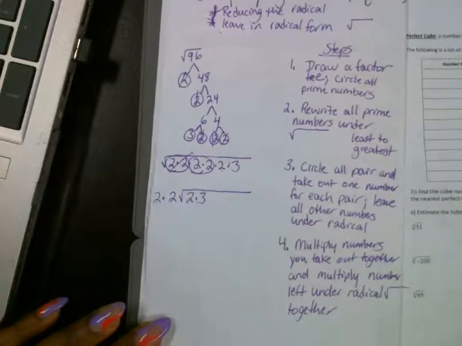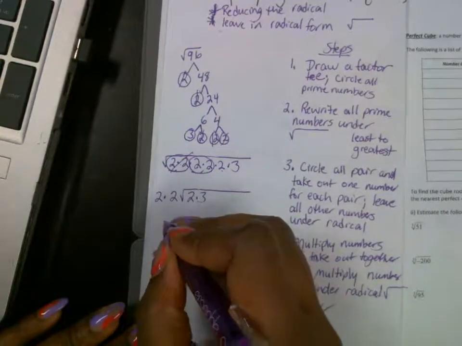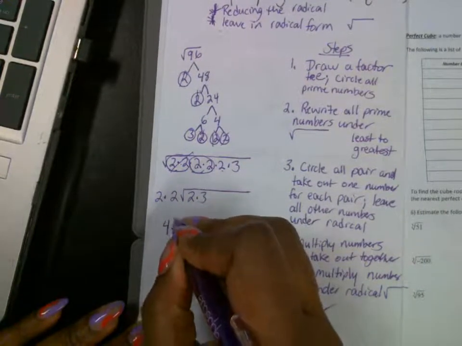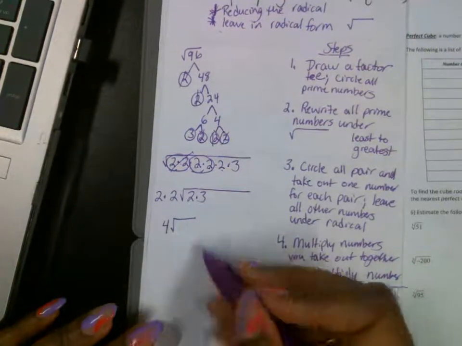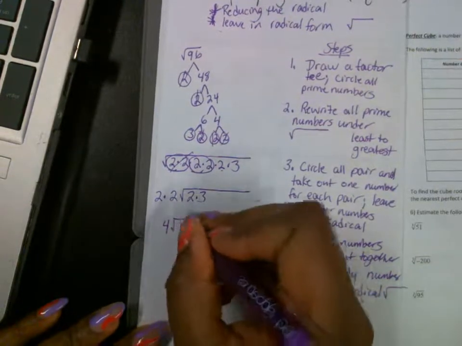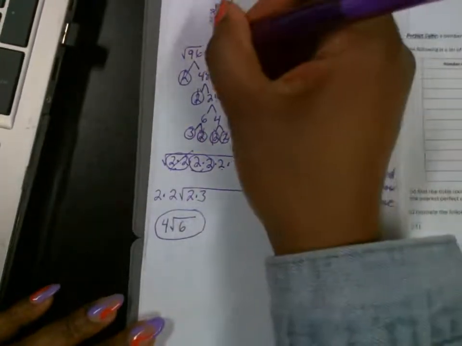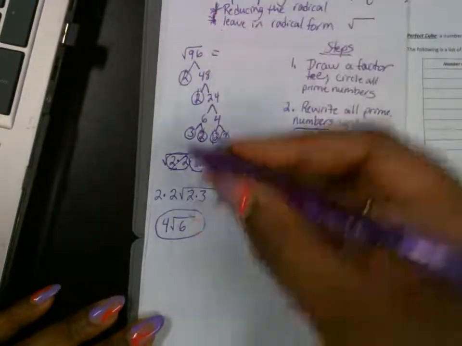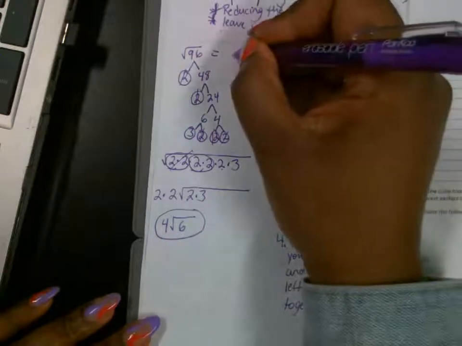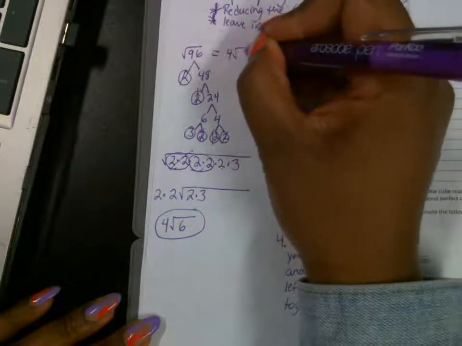So your final answer, what's 2 times 2? 4. Square root of, what's 2 times 3? 6. Okay? So your reduced radical for the square root of 96 is 4 the square root of 6.